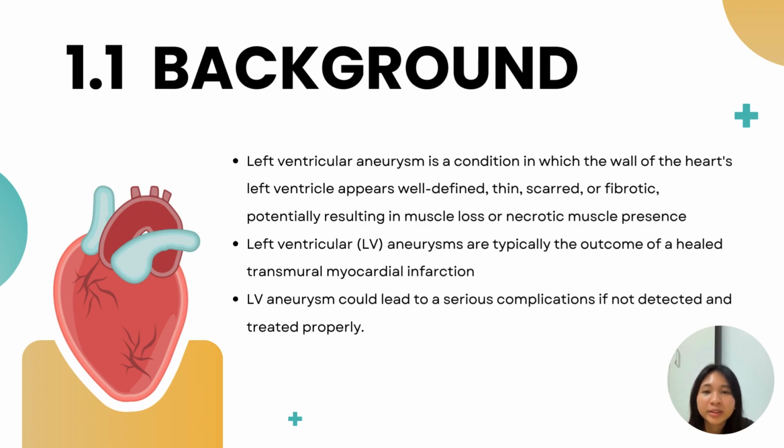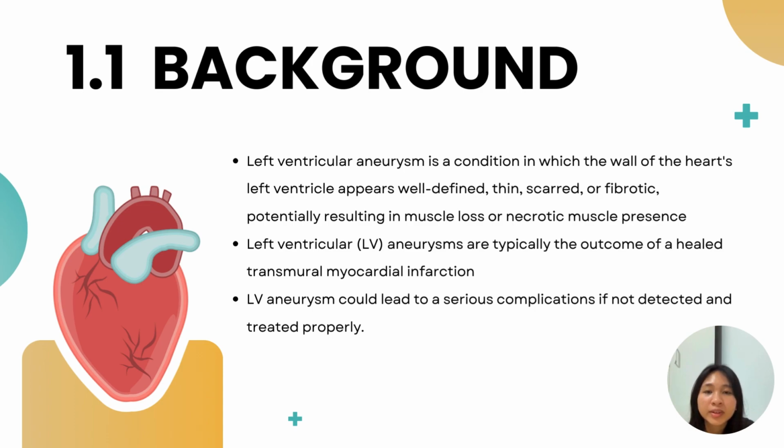So left ventricular aneurysm, or LV aneurysm, is a condition in which the wall of the heart's left ventricle appears well-defined, thin, scarred, or fibrotic, potentially resulting in muscle loss or necrotic muscle presence. LV aneurysms are typically the outcome of a healed transmural myocardial infarction and occur in approximately 3 to 5% of patients. In LV aneurysm, the scar area takes the form of a thin pouch that connects with other parts of the left ventricle through a wide neck, causing loss of contraction function due to transmural necrosis.